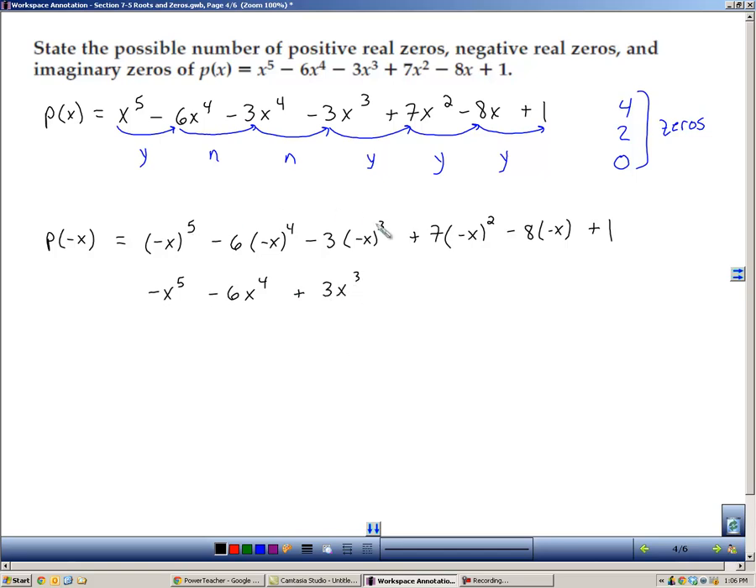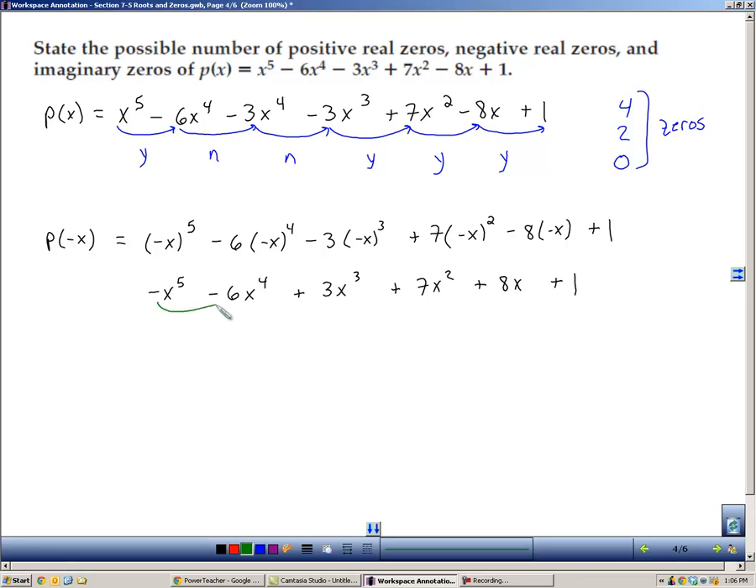So notice what's happening. All the ones that are odd are actually changing signs. This one here is going to stay a 7x squared. This one's going to change its sign to become a plus. So that's what happens when you plug in the negative x. You change all the signs of the odd exponents. And now you look for the change of signs from each coefficient to the next.